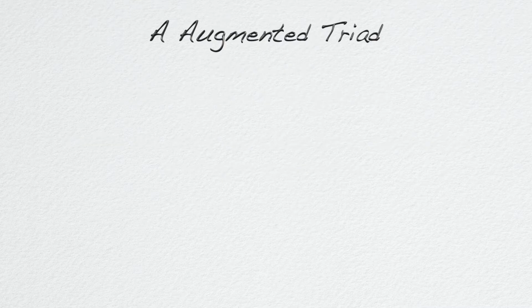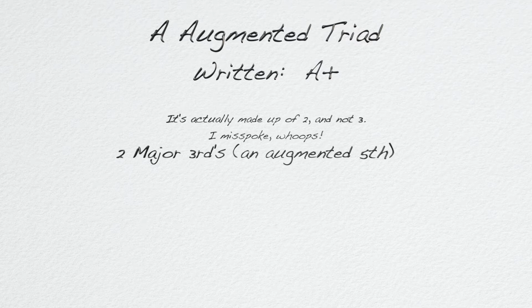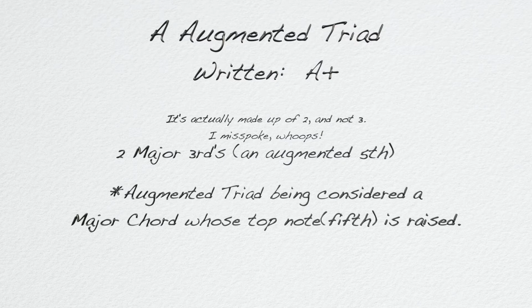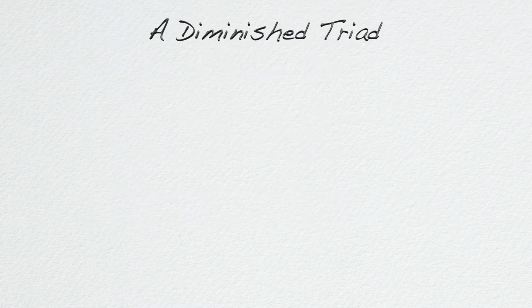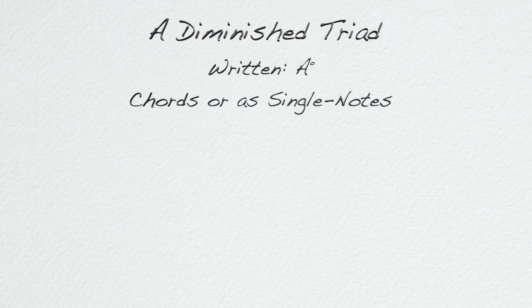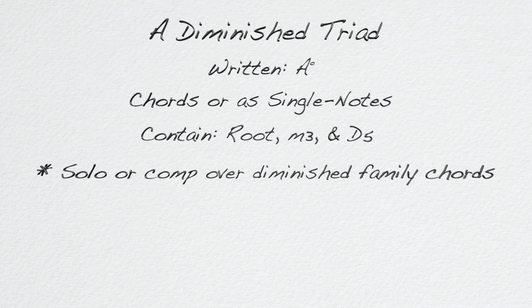Now, an augmented triad, which is symbolized by a plus sign after the letter of the note that you are playing, is a chord made up of 3 major thirds and an augmented fifth. The term augmented triad arises from an augmented triad being considered a major chord whose top note, the fifth, is raised. A diminished triad, which is symbolized by the degree symbol, is a 3-note shape that you can play both as chords or as single notes. Because diminished triads contain the root, the minor third, and the diminished fifth, they're used to solo and comp over diminished family chords.